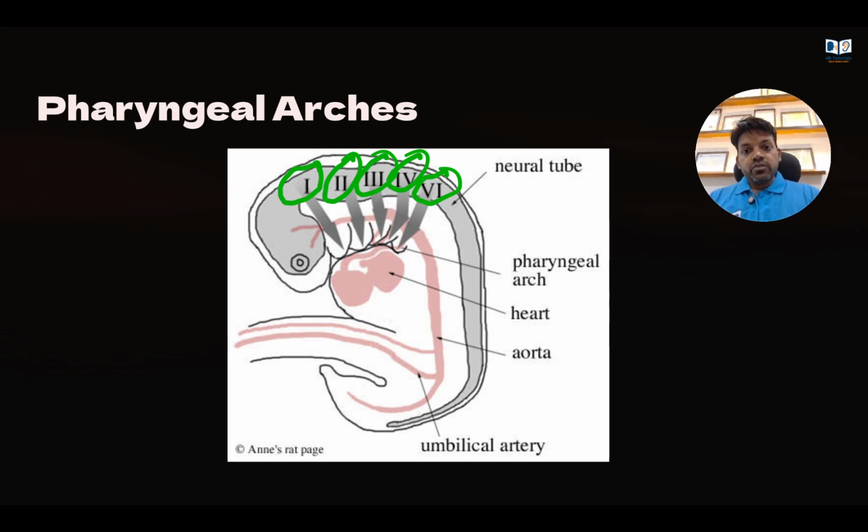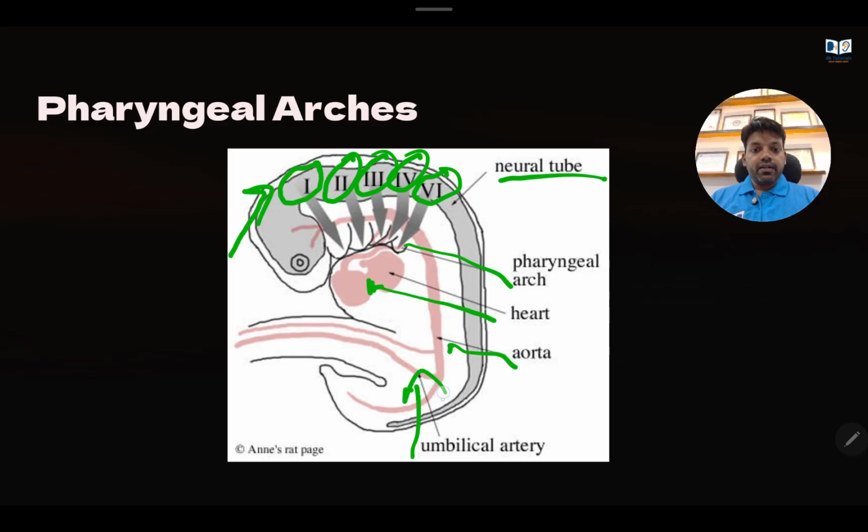Okay, so this side will become the head side. This is the neural tube, which develops into the spinal cord. These are the pharyngeal arches. This will develop into the heart. This is the aorta and umbilical artery and all those things. For us, the most important part is this, because now we are talking about the development of the head. We're talking about the ear, and next, in speech, we will be talking about the larynx. So mostly this part is important for us. We will not be talking about the remaining parts.